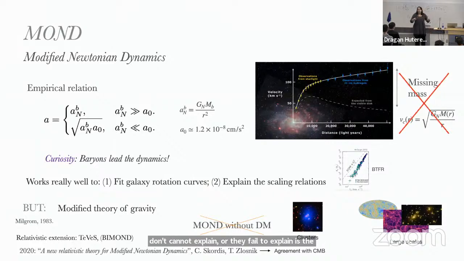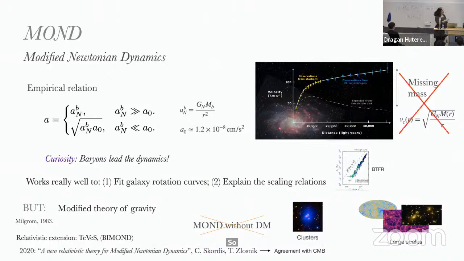So in this sense, CMB is like the main evidence for dark matter or having an extra component. So in 2020, these guys here made a new theory that could actually explain CMB. So the jury is out, but they cannot explain large scale structure yet.